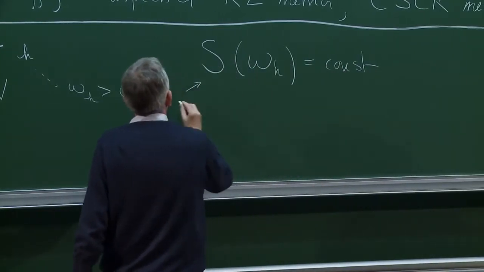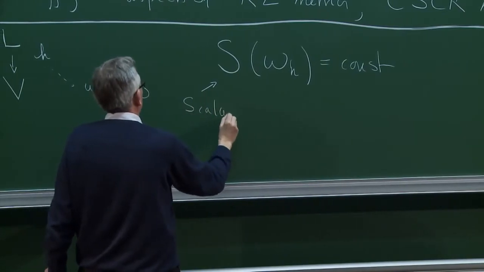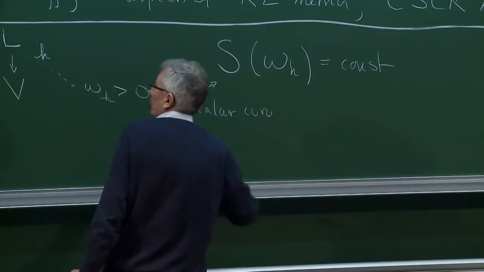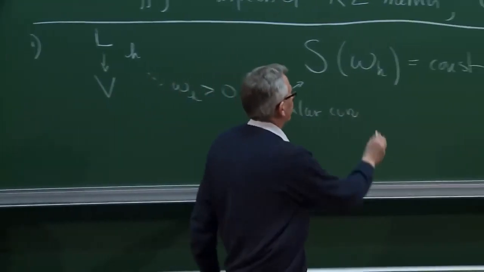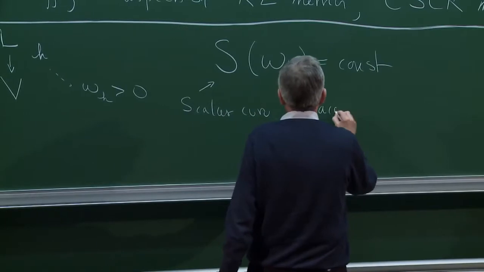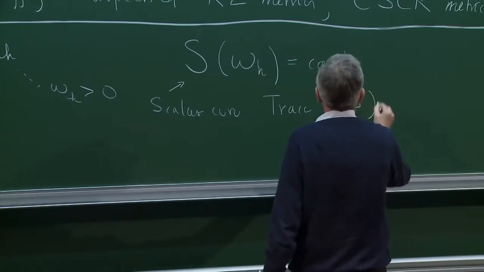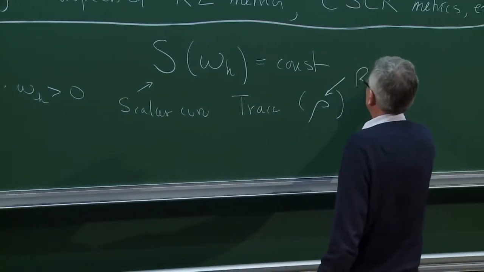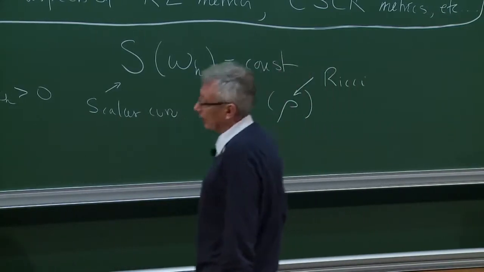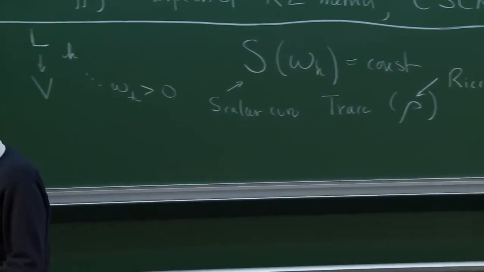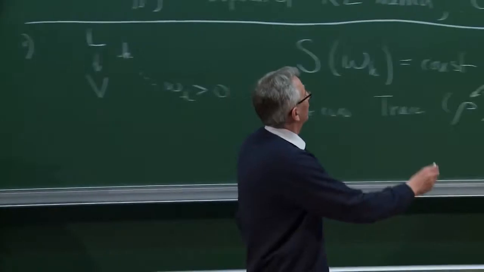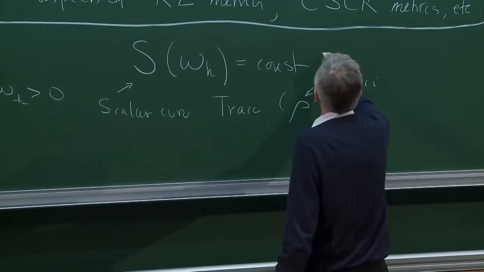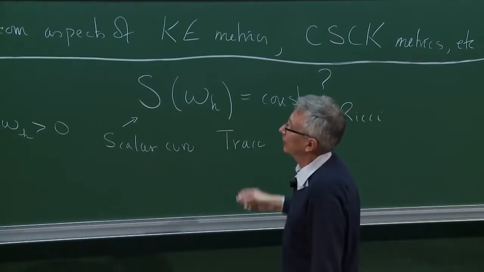This is the scalar curvature, which of course is the trace of the Ricci curvature, which I'll write as rho. We think of the Ricci curvature as a 1-1 form, just like the metric tensor. So this is the general problem of the existence of these things. Can we find such an H?